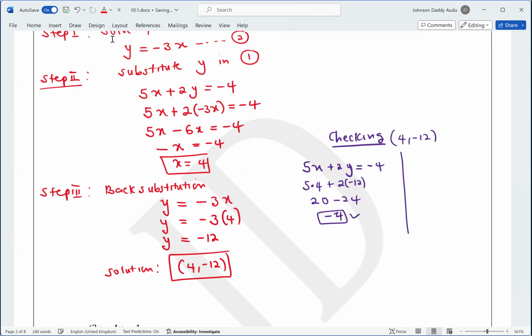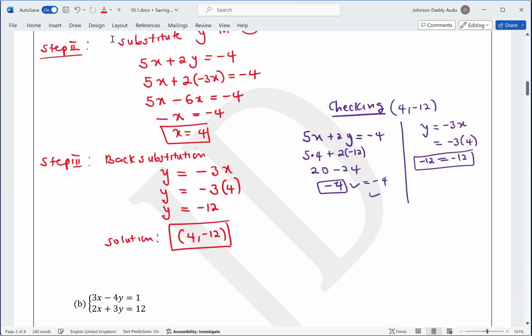Also, we have to check the second equation, which is y is minus 3x. So this will be minus 3 times x, which is 4. Remember, y is minus 12. So you have minus 12 is minus 12. Good. And here also you have minus 4 is minus 4. So it's a good solution.